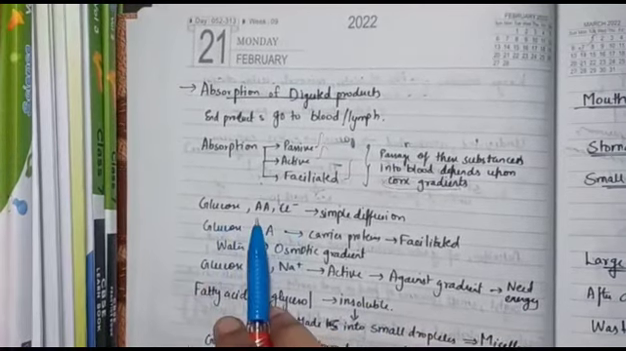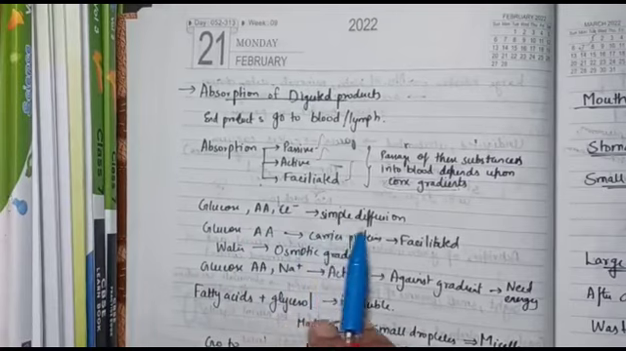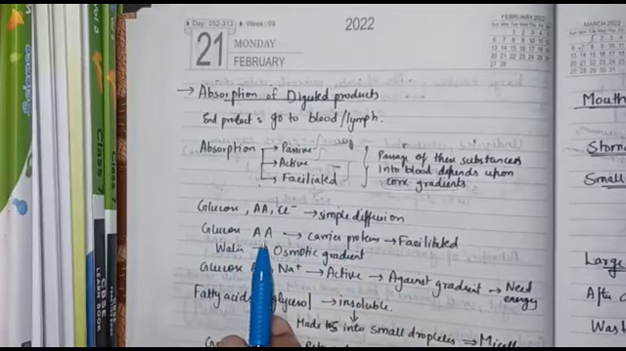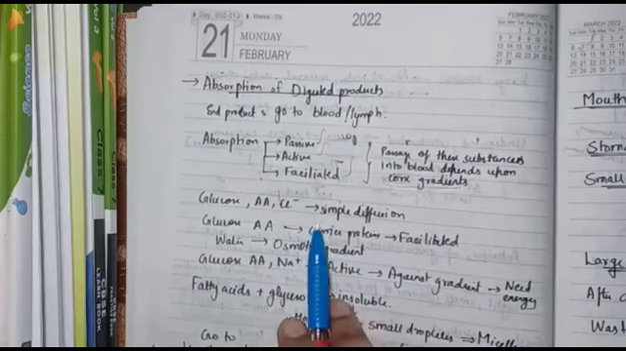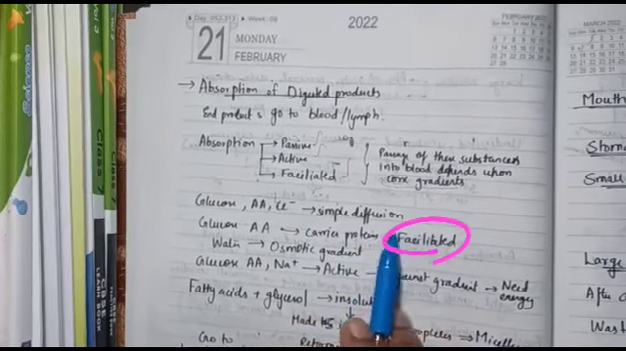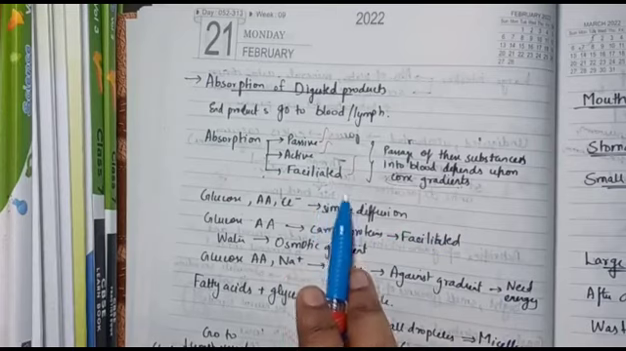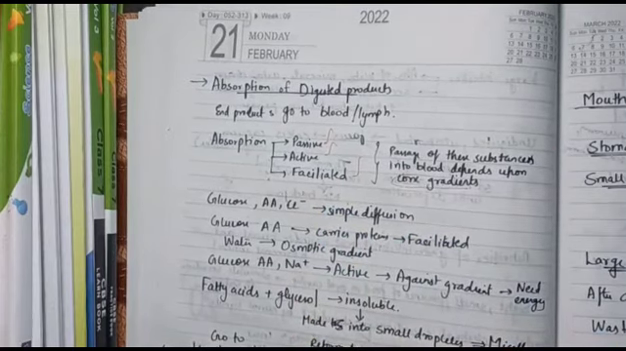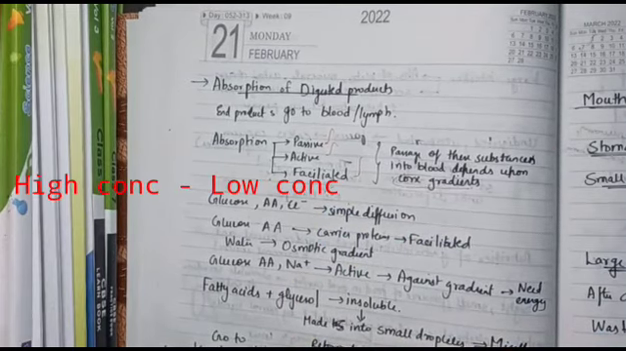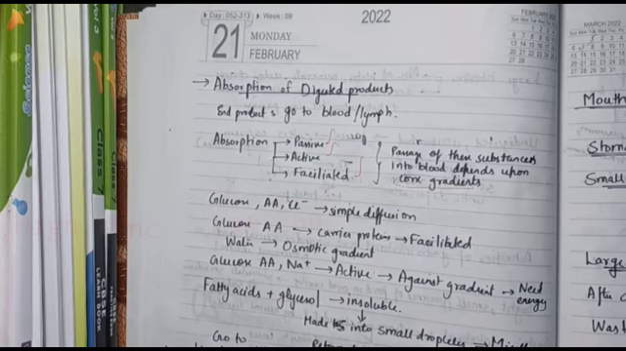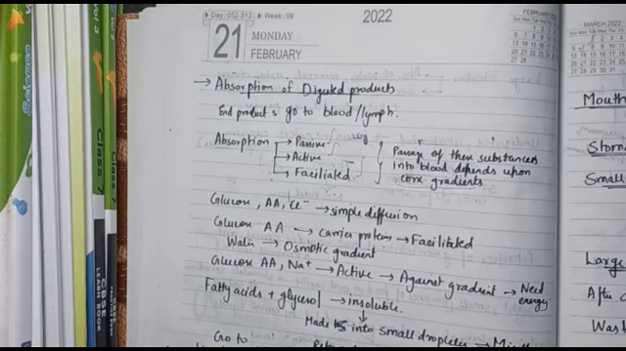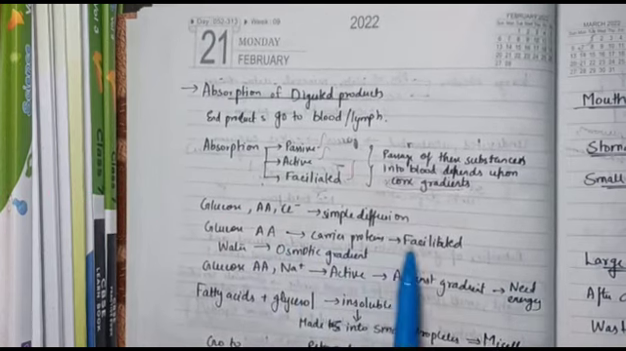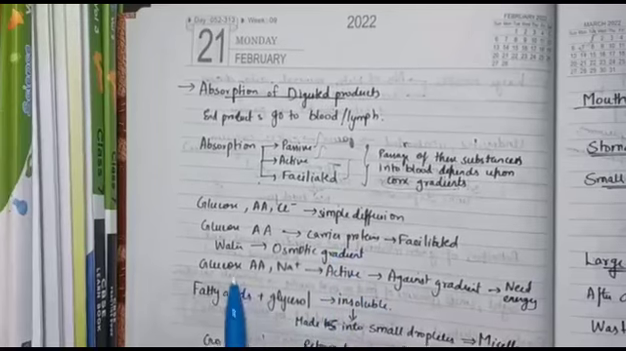Now glucose, amino acids, chloride ions go by simple diffusion. Glucose, amino acids by use of carrier proteins, that is called facilitated. In facilitated we use carrier proteins. In passive it goes from higher concentration to lower concentration without the use of energy. In active it goes from lower to higher with the use of energy. So glucose, amino acids are facilitated with the help of carrier proteins.